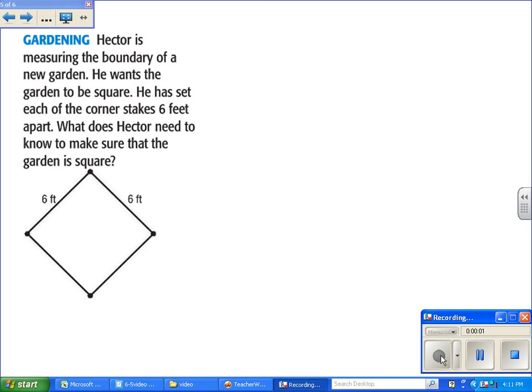Here's a real-world example. Hector is measuring the boundary of a new garden. He wants the garden to be square. He has set each of the corner stakes 6 feet apart. What does Hector need to know to make sure that the garden is a square?